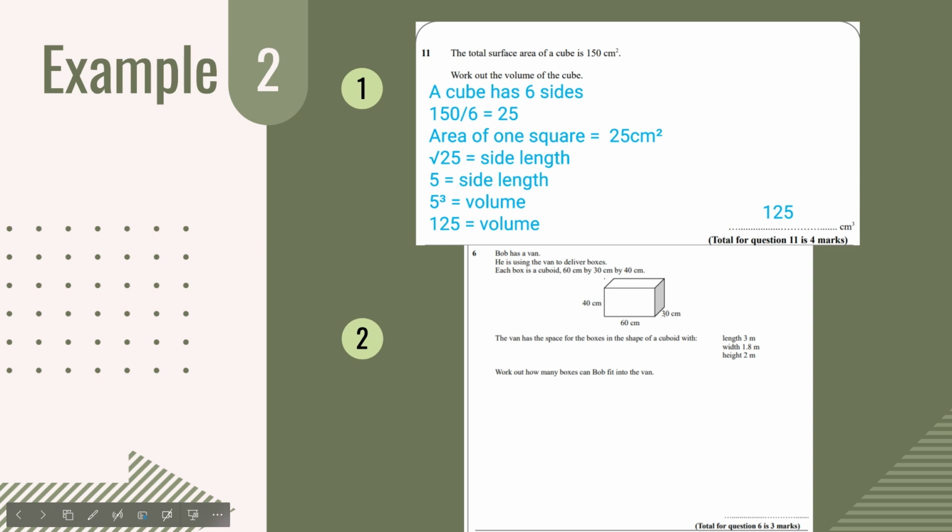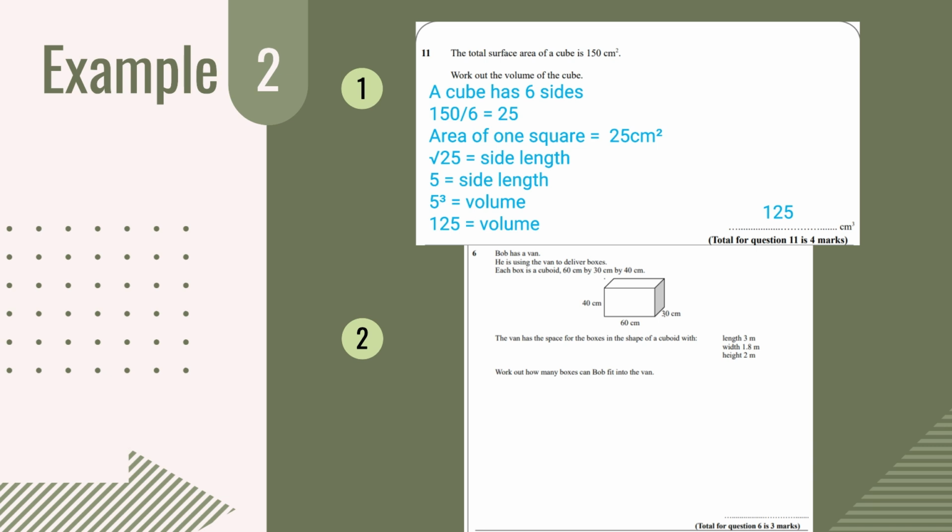In our second question, Bob has a van. He's using the van to deliver boxes. Each box is a cuboid, 60 centimeters by 30 centimeters by 40 centimeters. The van has a space for the boxes in the shape of a cuboid with a length of 3 meters, width of 1.8 meters, and a height of 2 meters. Work out how many boxes Bob can fit in his van.